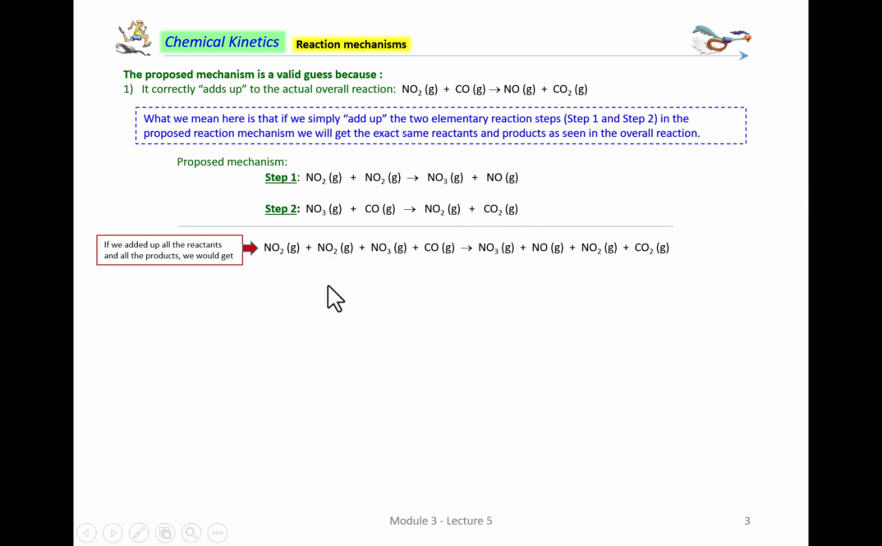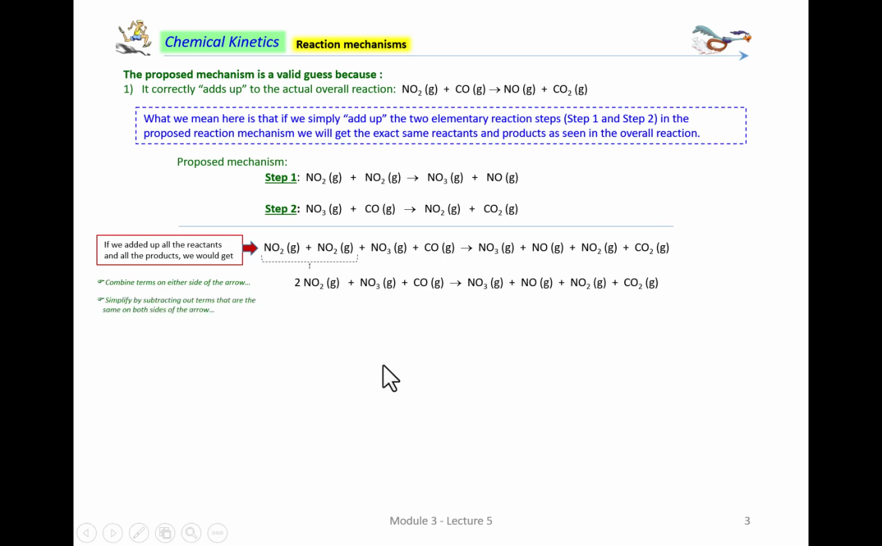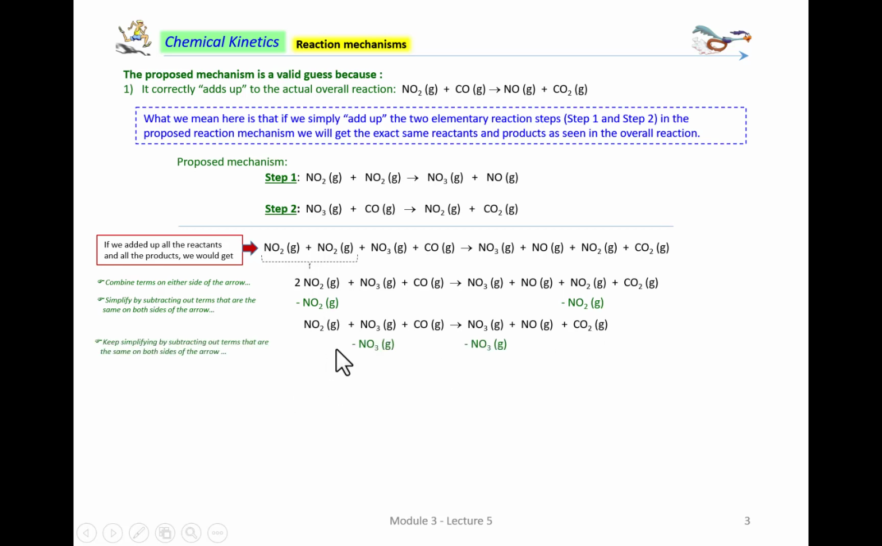We then can simplify our overall reaction here, and the first thing we could do is combine some like terms. So there's two NO2s on the left of the arrow, so let's just rewrite it as 2NO2. We rewrite everything else, and then we look and say, hey, there are some things that are the same on both sides of this chemical equation, and so we're just going to subtract out things that are the same. There's an NO2 on this side, and there's 2 on this side. I'm going to subtract 1 from both sides, and now we're left with this equation. And then there's an NO3 on each side, so I'm going to subtract those out.